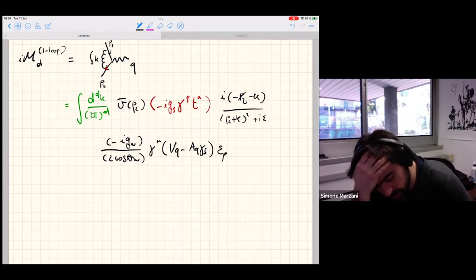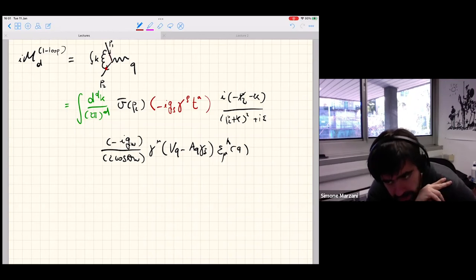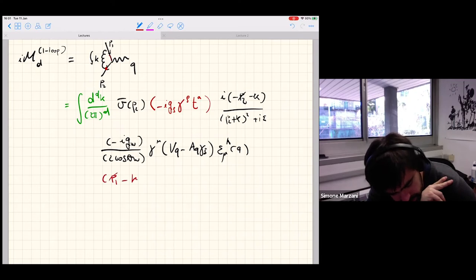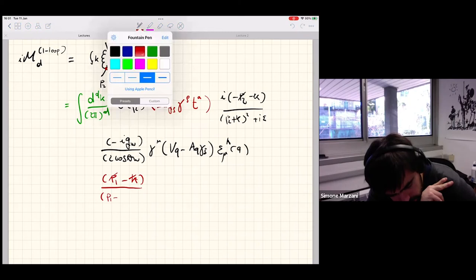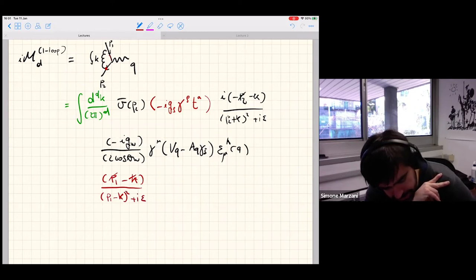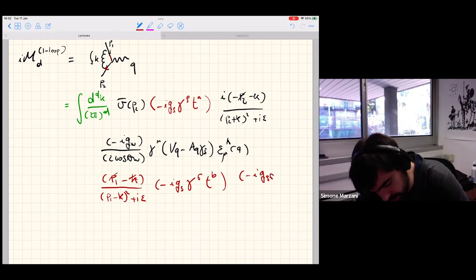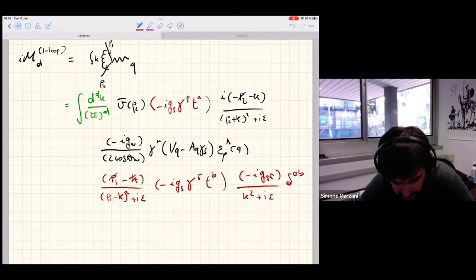And then what do I have? Then I have again a fermion propagator. Now the momentum is P1 slash minus K slash, divided by (P1 minus K) squared plus i epsilon. Then I have the vertex minus i g_s gamma sigma T^B. And then finally, I have the gluon propagator, which at this order doesn't matter in which gauge we work. I'm just going to write this as g sigma divided by K squared plus epsilon, delta AB. I remind you that A and B are indices in the adjoint representation.